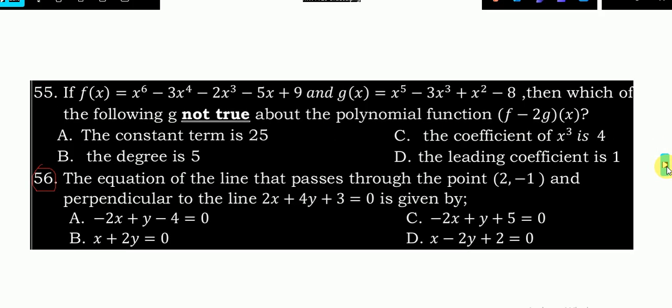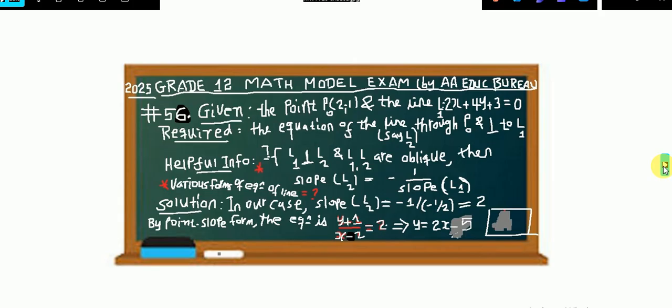Problem number 56. The equation of the line that passes through the point (2, -1), which is perpendicular to the line 2x + 4y + 3 = 0, is given by what? Always, when we solve mathematics, physics, chemistry, or statistics problems, in general, problems that have quantitative nature, first identify the given quantities.